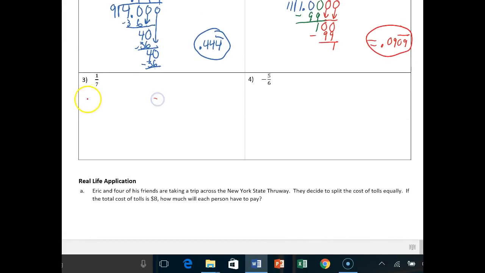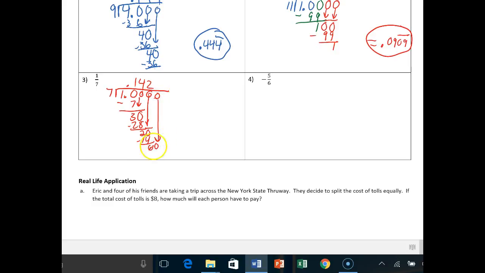1/7 is going to be a little bit more challenging. 7 into 1. Decimal, 0. 7 goes into 10 1 time, with 3 left over. 0, bring it on down. 7 goes into 30 4 times, with 2 left over. 0, bring it on down. 7 goes into 20 2 times, with 6 left over. 0, bring it on down.